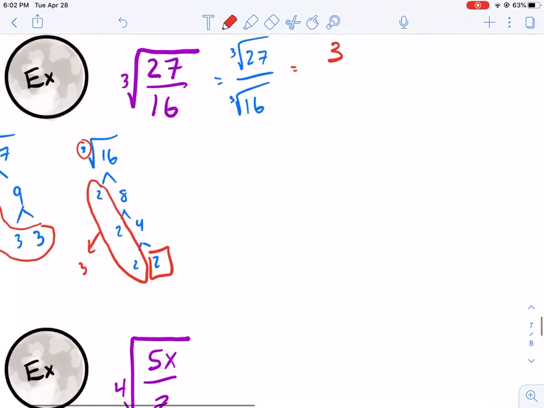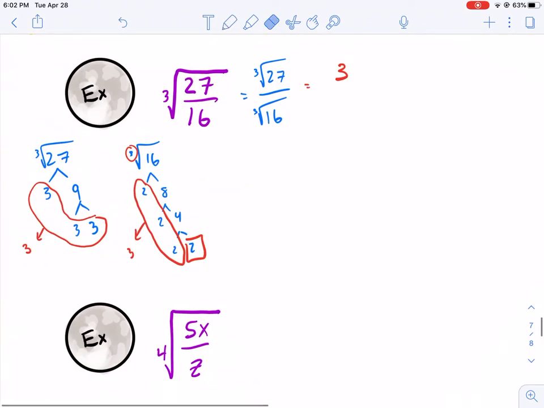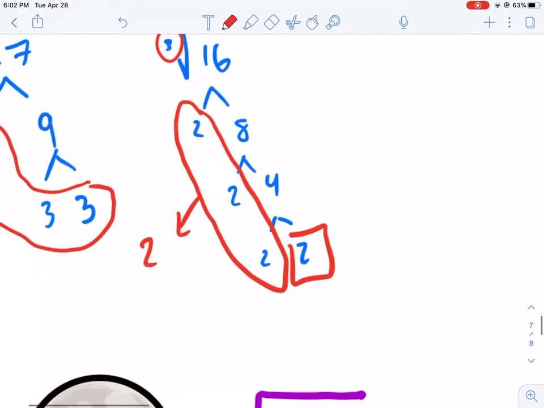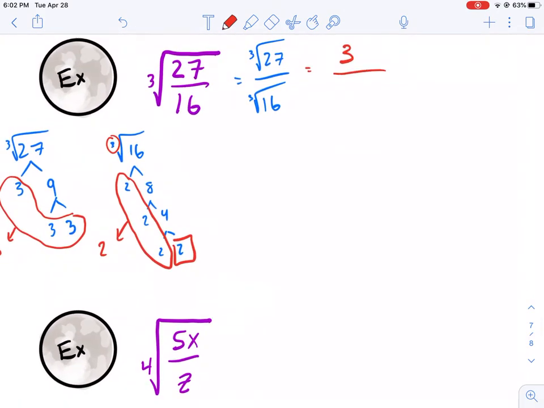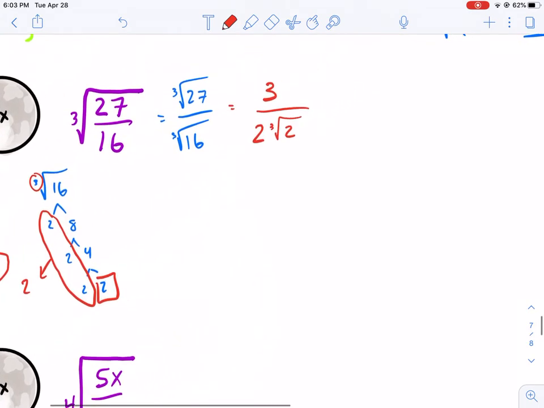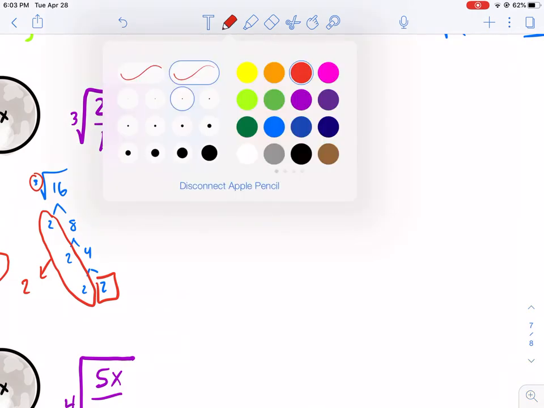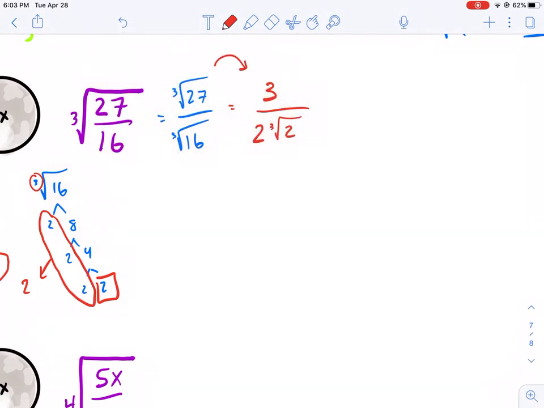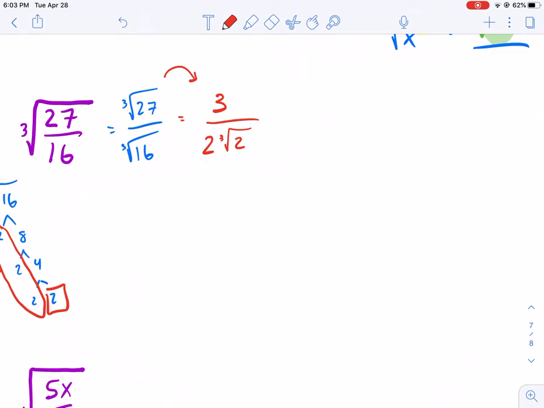These 2's get to leave, or sorry, I don't know why I wrote a 3 here. This is supposed to be a 2. We have 1, 2 leave the house because there's one group of 3 2's. So 1, 2 gets to leave the house, but 1 has to stay inside the radical. Okay, so all we did here is we just simplified. We didn't rationalize because there's still a radical in the denominator, but we did simplify it.